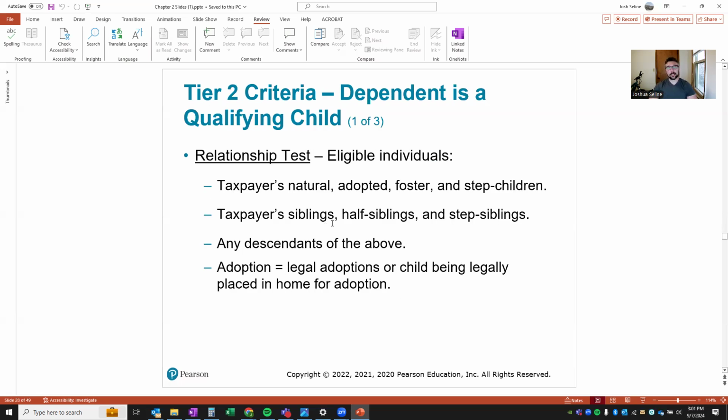Tier two criteria: the dependent is a qualifying child. This is the relationship test. People who can qualify are the taxpayer's natural, adopted, foster, and stepchildren, the taxpayer's siblings, half siblings, step siblings, and any descendants of the above, and adoption. Legal adoptions, where the child is legally placed in a home, would also be a qualifying child.